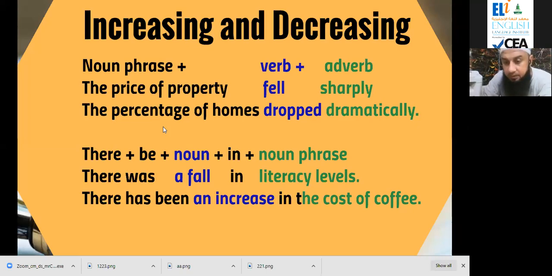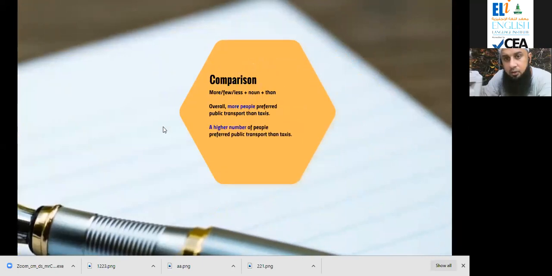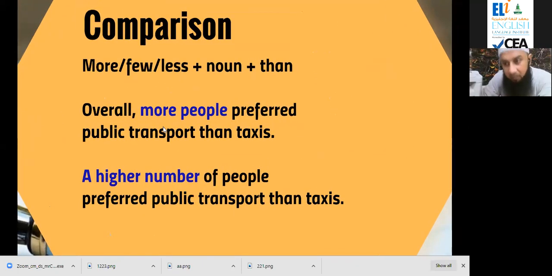The band would increase. And then you have comparison. You sometimes compare two countries. Like you compare cars and motorcycles and bicycles. Then this is how you write. Overall, more people preferred this thing. Higher number of people. Higher, more, the least, lower. These comparative adjectives are used for that. Lower number of people use it. Higher number of people. The highest level and the least level.